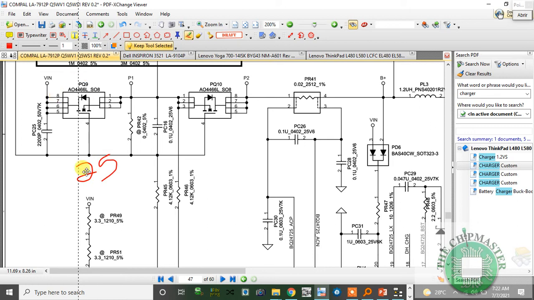So that's full conduction. The gate voltage is greater than the source, and it will conduct, and then we'll get P1, and then this voltage will also conduct.